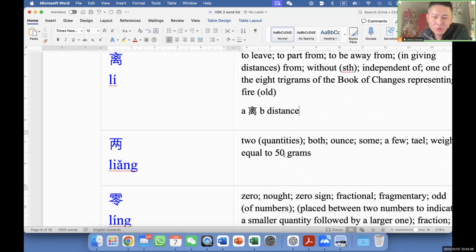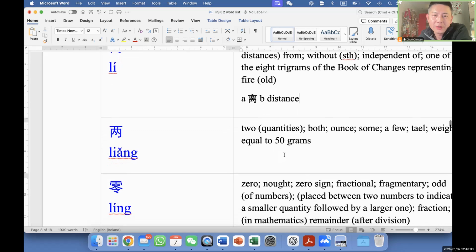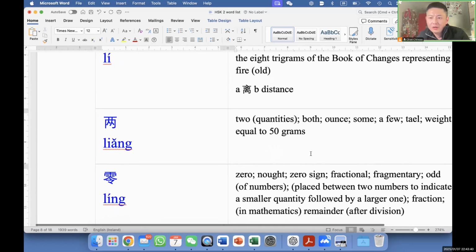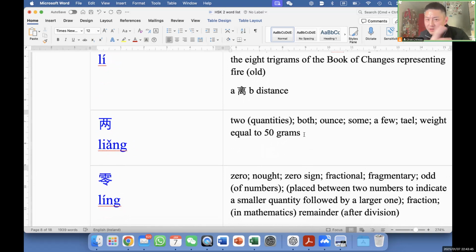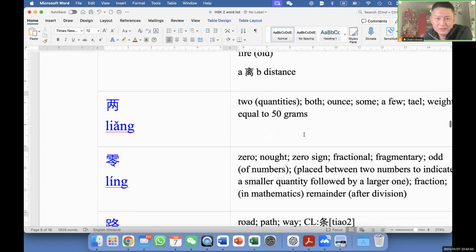两 is 2. When you're talking about a quantity of things in the Chinese language, we usually use 两. Or weight, equal to 50 grams. That's the old way. In ancient times, we used 两 as a measure word for weight. But you don't have to remember that now.